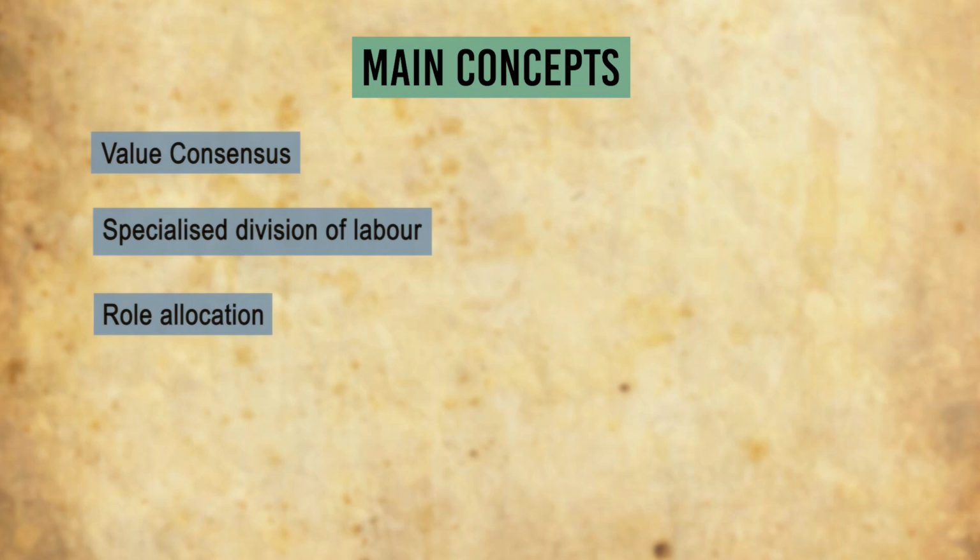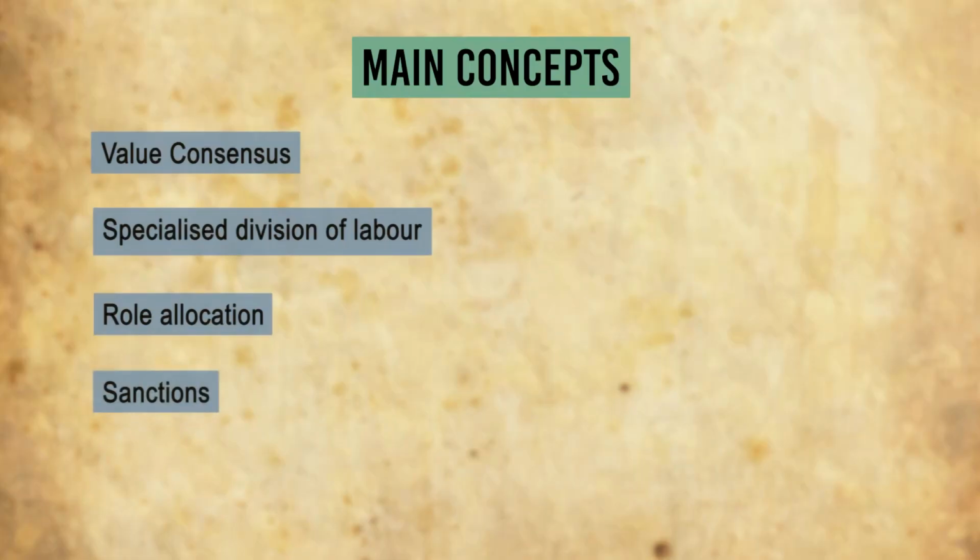Next is role allocation. What do I mean by role allocation? In a society, everyone has a function to perform. So, on the basis of that, obviously you have a role in society. So, your role determines your function. Your functions in turn also influence and affect your roles.